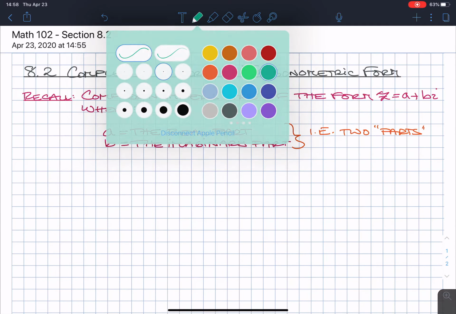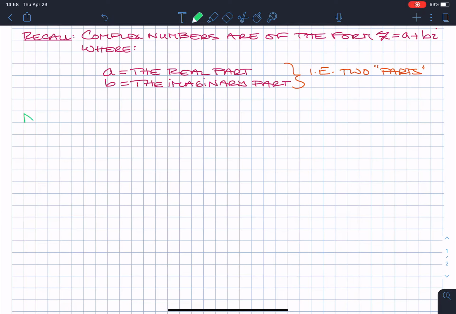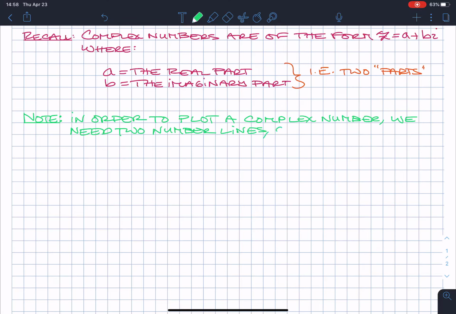Okay, so let's note. In order to plot a complex number, we need two number lines corresponding to the real and imaginary parts, respectively.